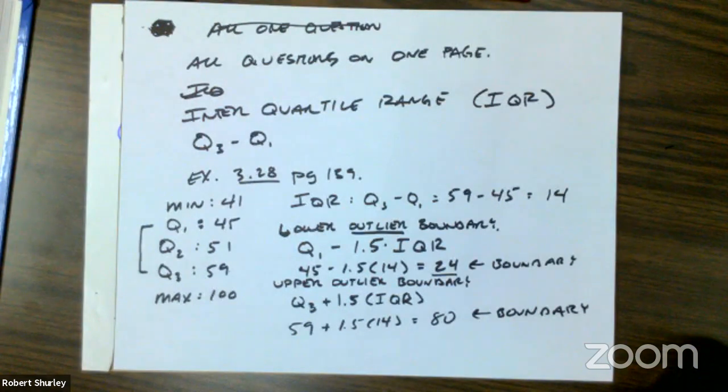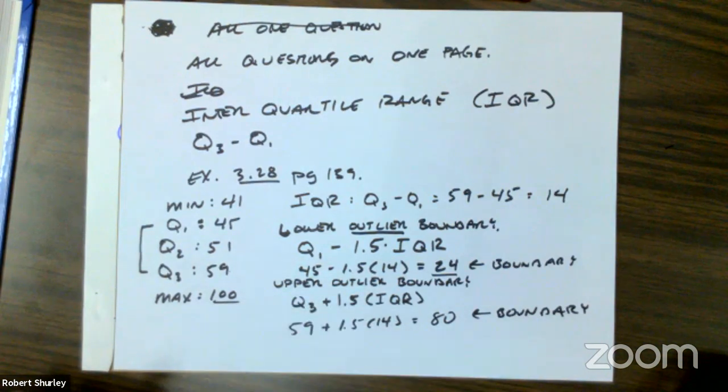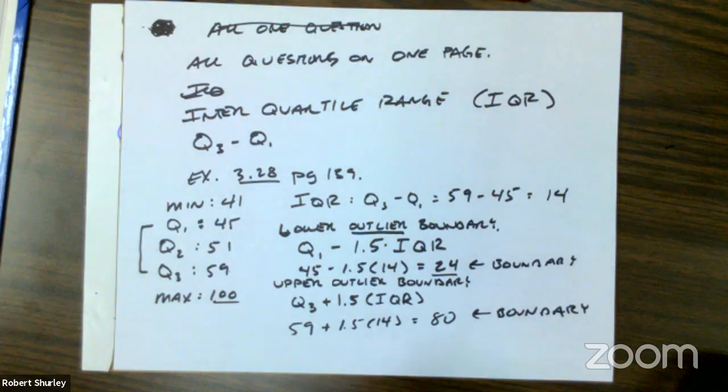Okay, I'm going to look over here and decide if I have any outliers. If I look at this data, I know this 100 is going to be an outlier. But I'm going to look through the data and see if I have any days that are greater than 80. And it looks like the only day is that 100.